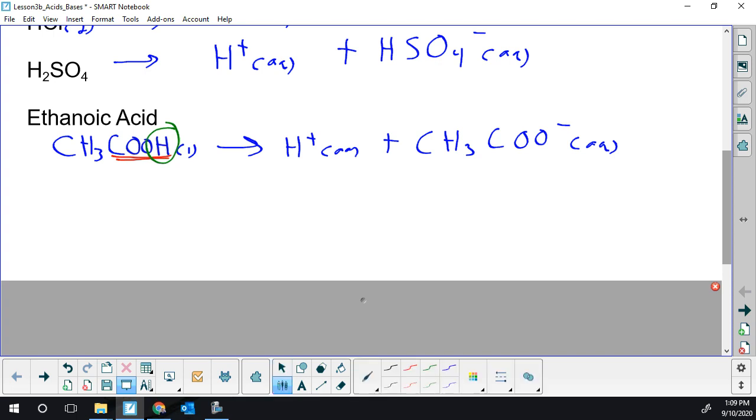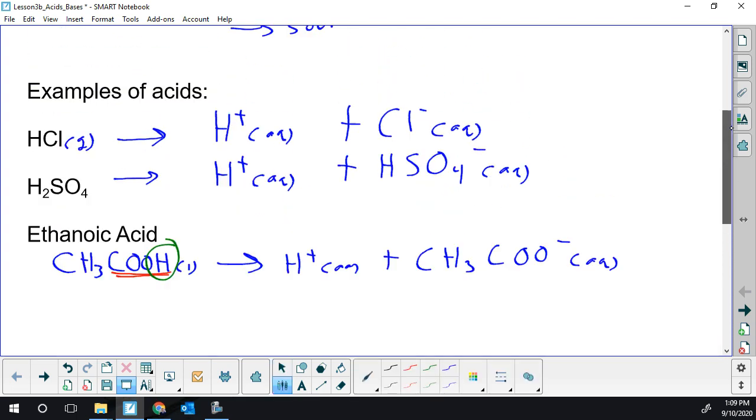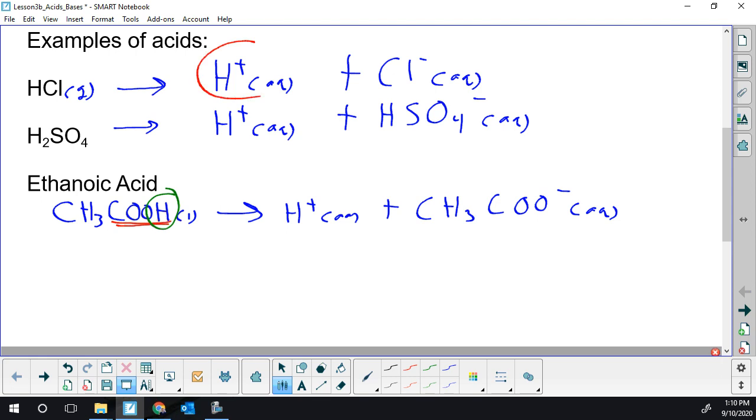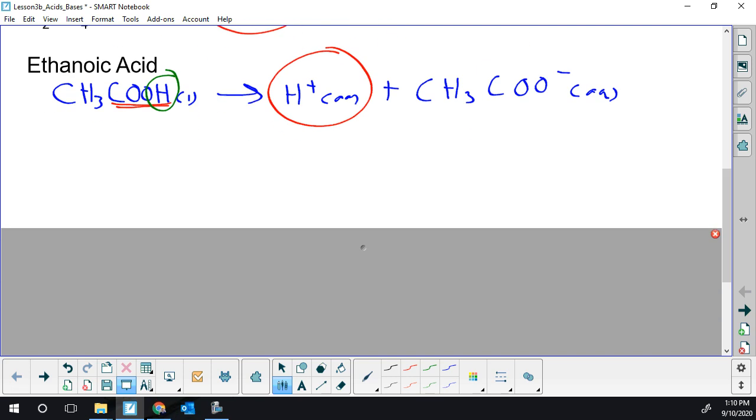Again, because of the commonality of all of these H pluses always being formed in an acid, we can do some litmus paper tests, because these will respond to that H plus regardless of the acid, or we'll talk about bases later, and they respond to an OH minus ion.